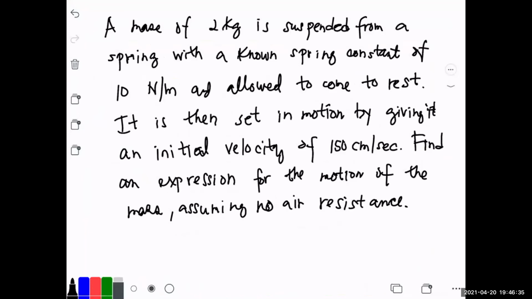Okay, so a mass of 2 kilograms is suspended from a spring with a known spring constant of 10 newtons per meter and allowed to come to rest. It is then set in motion by giving it an initial velocity of 150 centimeters per second. Find an expression for the motion of the mass assuming no air resistance. So this will be governed by Newton's second law.